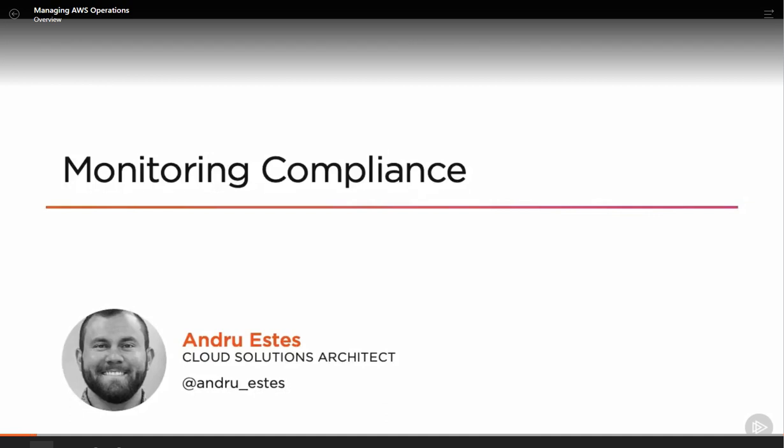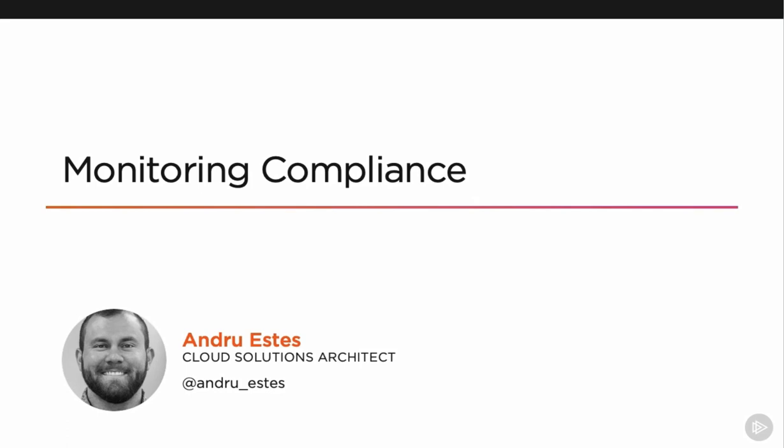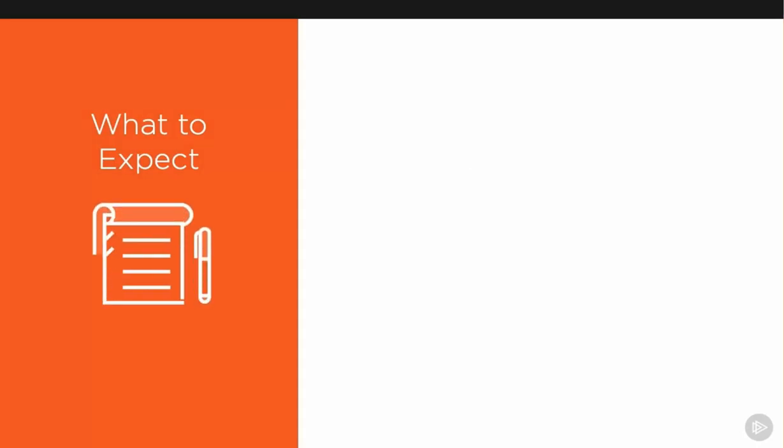All right, welcome to this second module in this Managing AWS Operations course. We just got done with Module 1, which went through all of the different tools that AWS Systems Manager has to offer. Now in this module, we're going to start diving into monitoring compliance. So to do that, we're going to use several different tools. But what does that mean for you? What should you expect in this module?